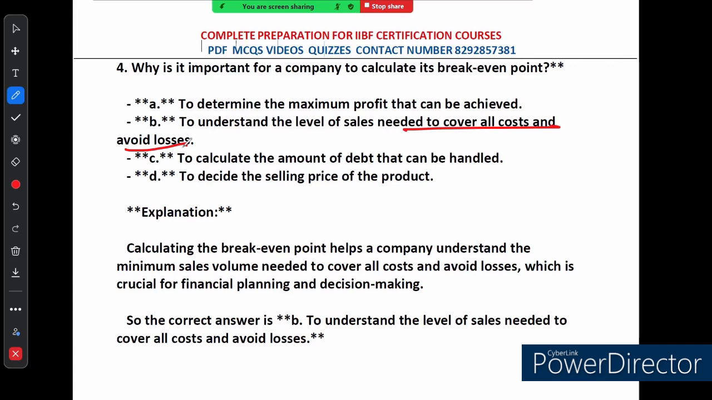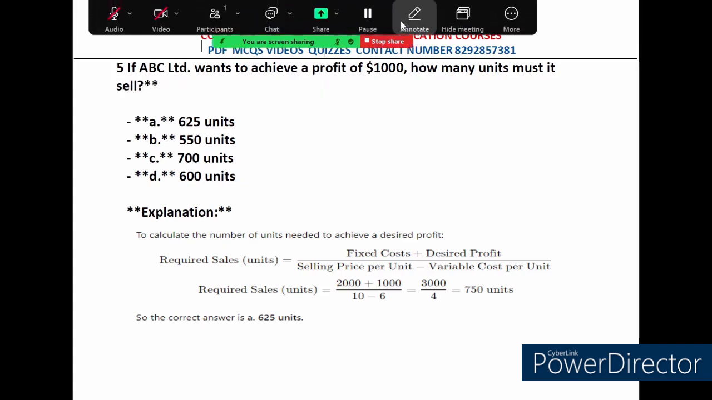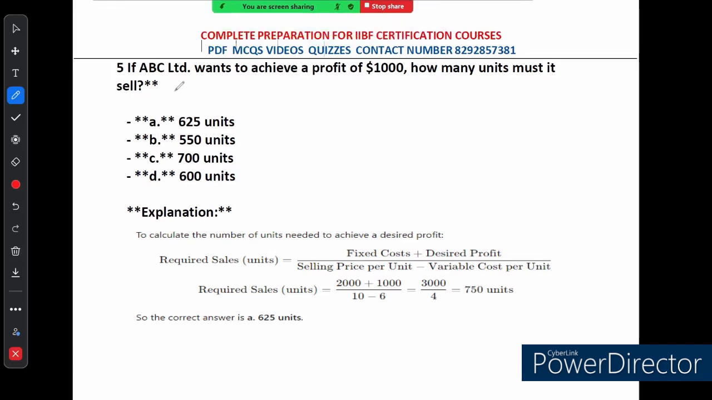So calculating the break even point is not just good practice, it is a must for any business that wants to stay afloat and grow. It gives you a clear picture of where you stand and what you need to do to succeed. Now let's see the last part of this particular question. If ABC Limited wants to achieve a profit of $1,000, how many units must it sell? Very good question.